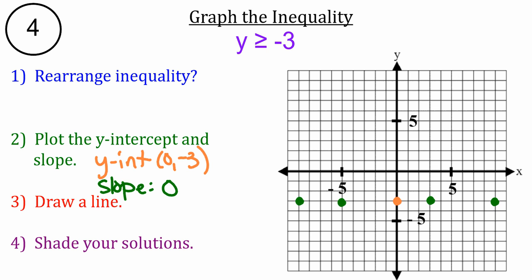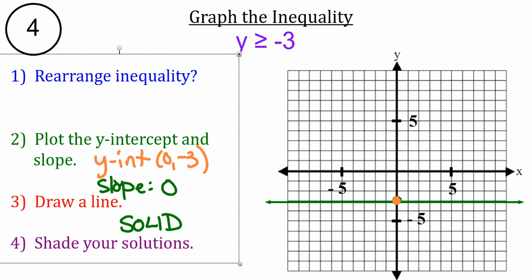Now that we have the boundary points, how are we going to connect them? Well, if you look at your inequality symbol, it says greater than or equal to. Again, equal to means that these boundary points can be included in our solution set. So we're going to include them by drawing a solid line.